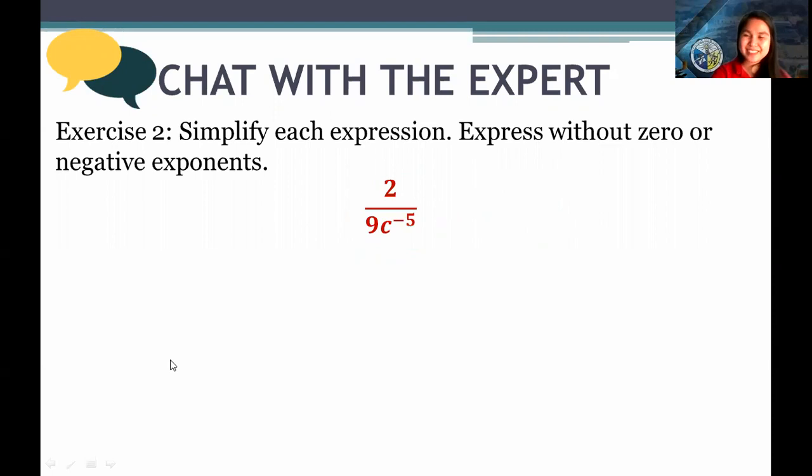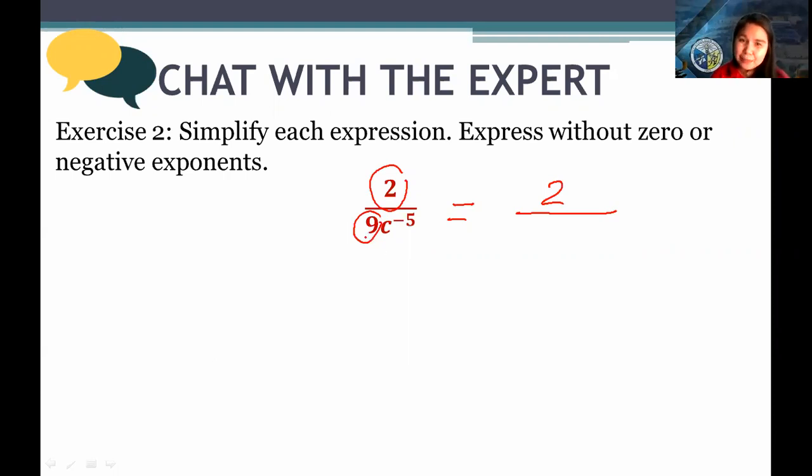Next, this. In the chat box, ready? 2 over 9c to the negative 5 power. What's the answer? No, AP. Nice try, but it's not the correct answer. Oh, very good, Lalaine and Jared and Ali. Here, 2 does not have a negative exponent. It stays, right? 9 does not have a negative exponent.